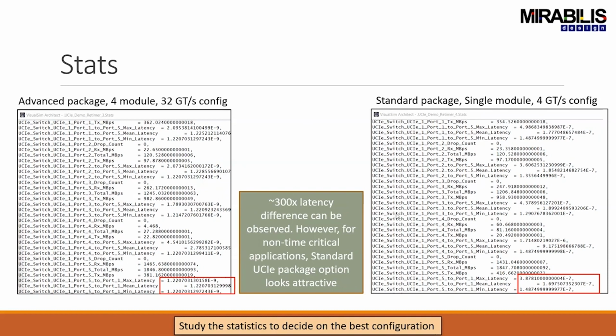So really you have to consider your application, your use case, your traffic to really understand which one you need. Of course, there's a considerable amount of cost and power differences between the two. So in this case, for example, it could be that if it's a non-critical, non-time-critical application, the standard package might be a more than sufficient option, which means that you could be saving a considerable amount of die space, power, and the UCIe lanes as well. So really the statistics need to be studied to come up with what's the best configuration.